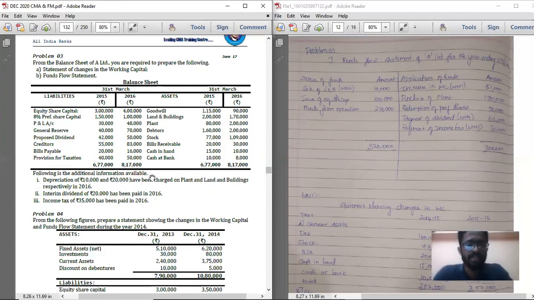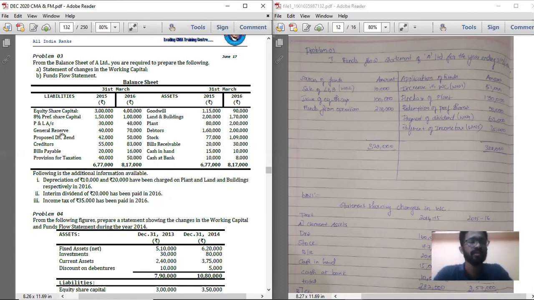Following is the additional information available. Depreciation of 10,000 and 20,000 has been charged on plant and land and buildings respectively in 2016. So we should open separate land and building account and plant account. We should deduct the depreciation, and find the remaining balancing figure, which is purchase or sale of land and building. Next, interim dividend of 20,000 has been paid in 2016.